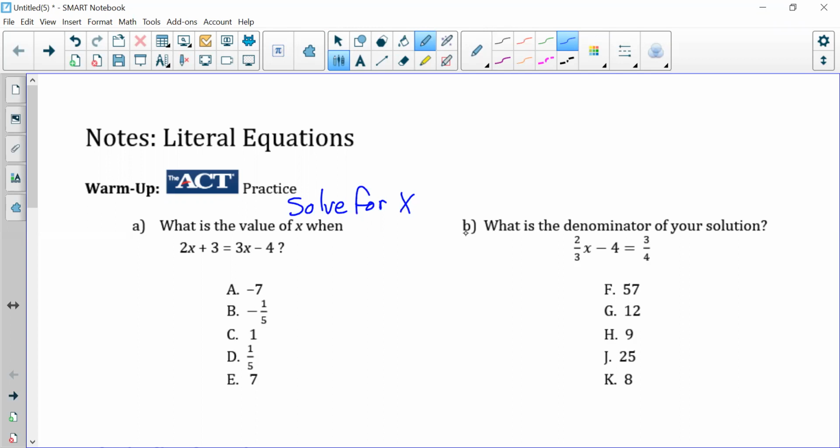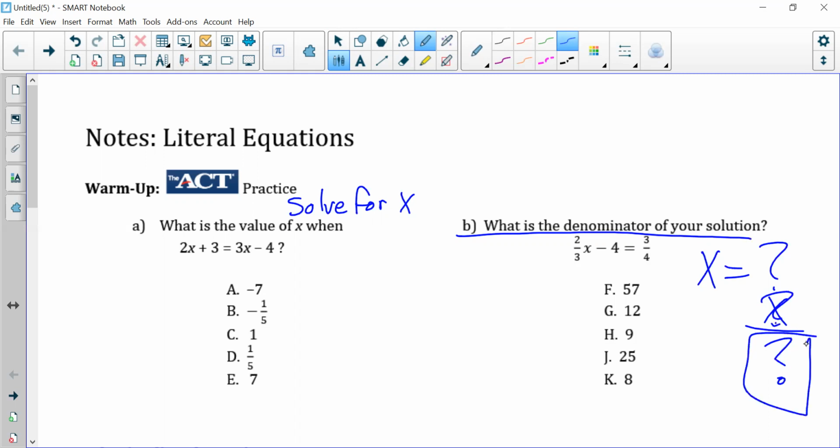B. This one asks, what is the denominator of your solution? When taking a test, any test, especially the ACT, look at what it is actually asking you for. So you want to find out that x equals what, but you don't want the entire answer. I just want the denominator. So I'm going to end up with an answer x equals something over something. They're just looking for the denominator.